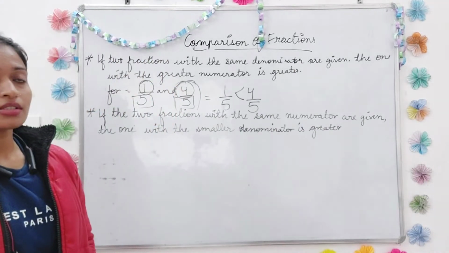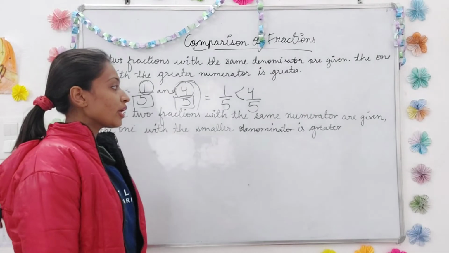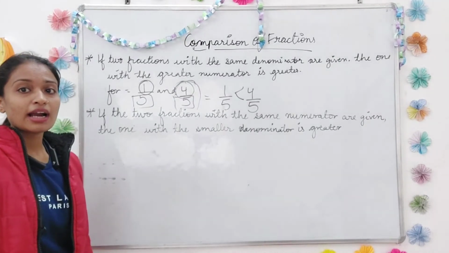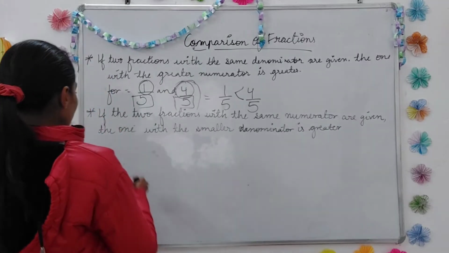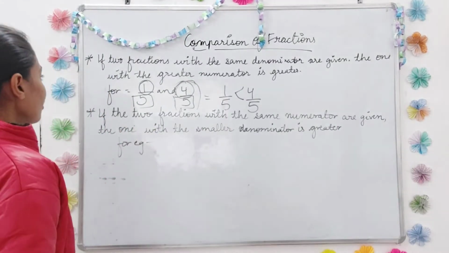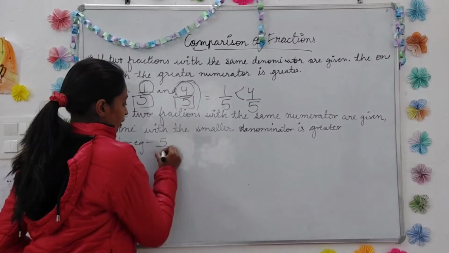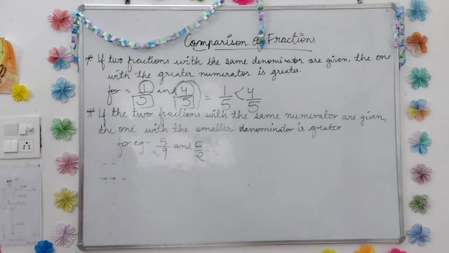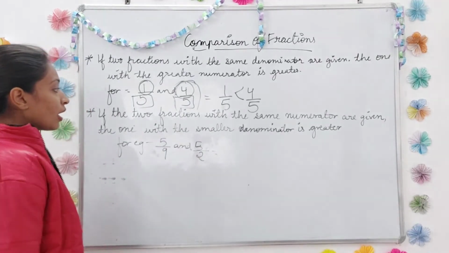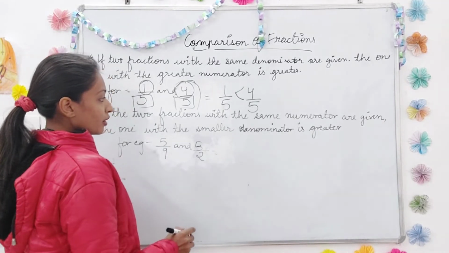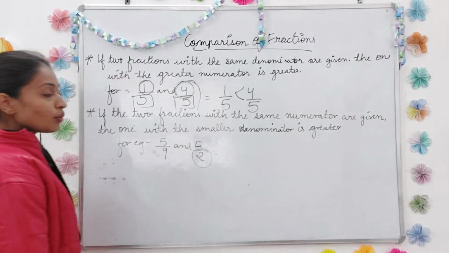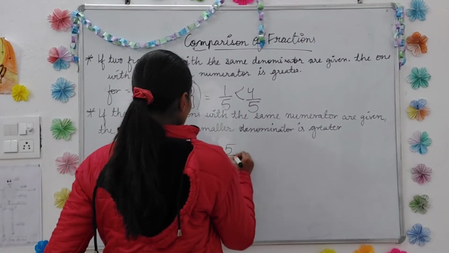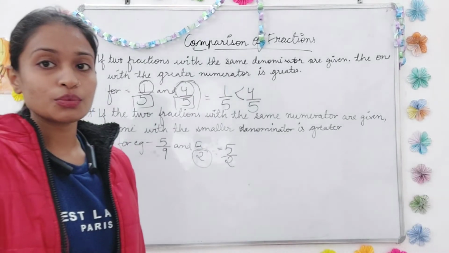So if you have two fractions that have the same numerator and you have to compare which one of them is greater, what will you do? You will look for the smaller denominator, and the fraction with the smaller denominator is greater. For example, you have 5 upon 9 and 5 upon 2. Here the numerators are same, so you will look for the smaller denominator. Here 2 is smaller than 9, so the greater fraction here is 5 upon 2.